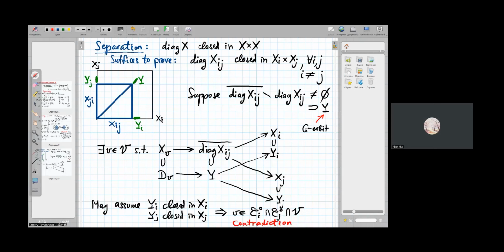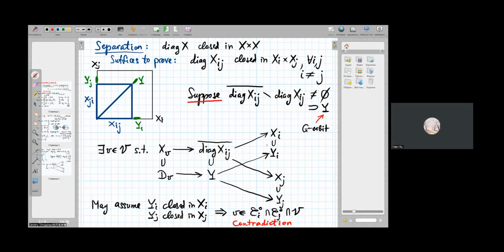Because one of the properties of the colored fan is that the relative interiors of distinct colored cones do not intersect inside the valuation cone. So this intersection should be empty. This is a contradiction with our initial assumption that the boundary of the diagonal is non-empty. Let me stress, we get a contradiction with this assumption.